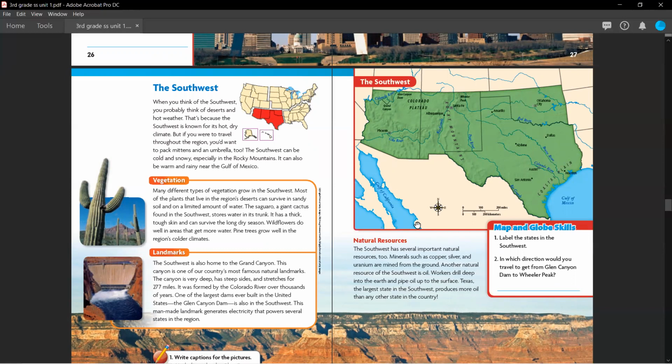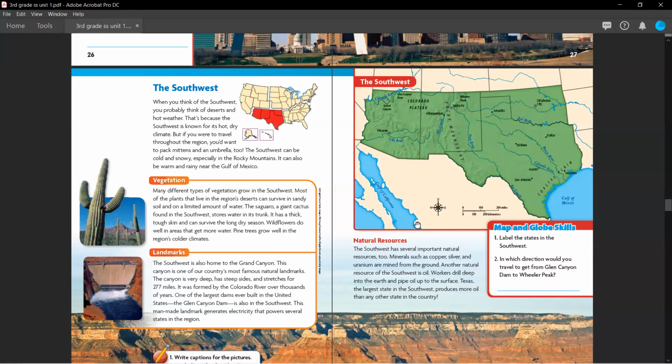Vegetation. Many different types of vegetation grow in the Southwest. Most of the plants that live in the region's deserts can survive in sandy soil and on limited amounts of water. The saguaro, a giant cactus found in the Southwest, stores water in its trunk. It has thick, tough skin and can survive the long dry season. Wildflowers do well in areas that get more water. Pine trees grow well in the region's colder climates.